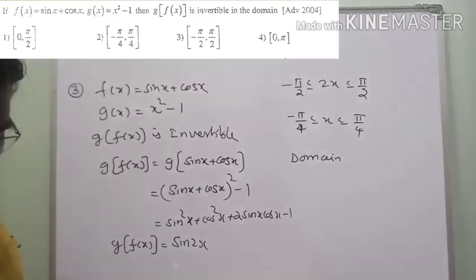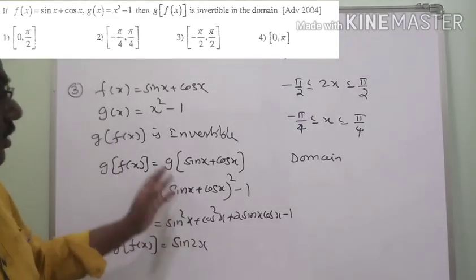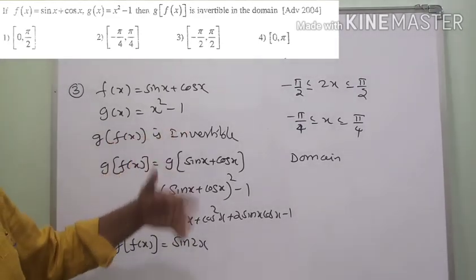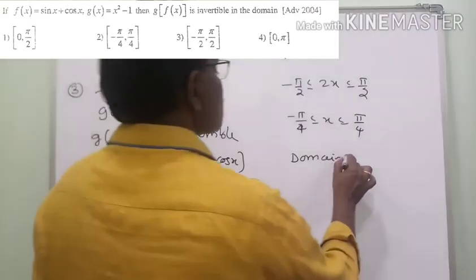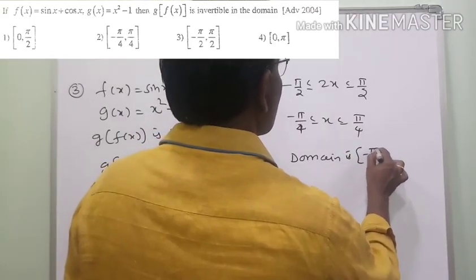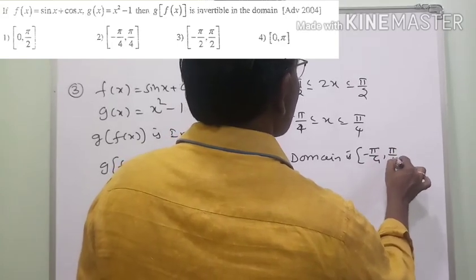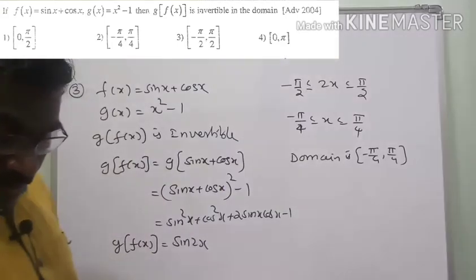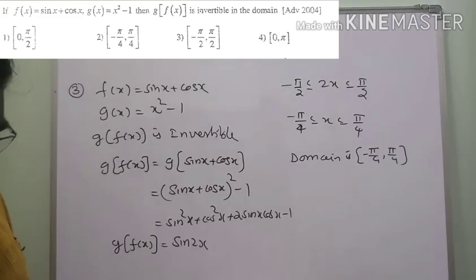He is asking domain only. This is invertible. So the domain is minus pi by 4 to plus pi by 4. So the second option is the correct answer.